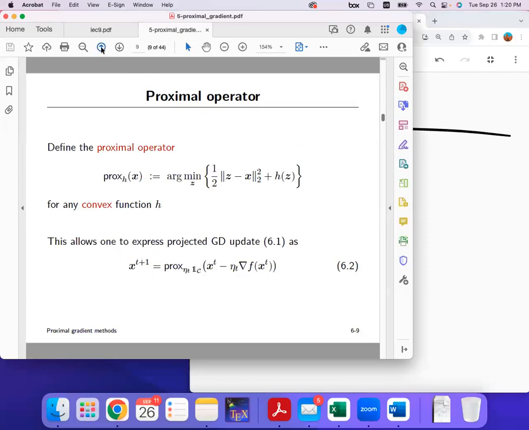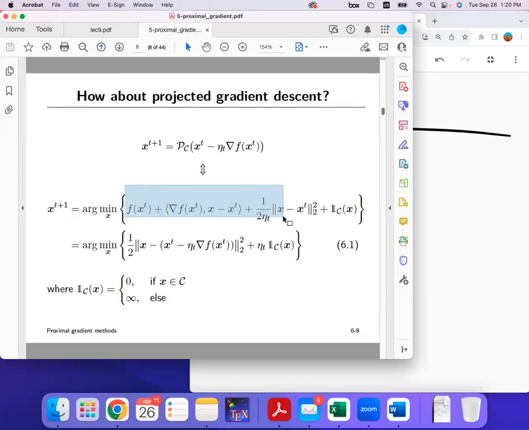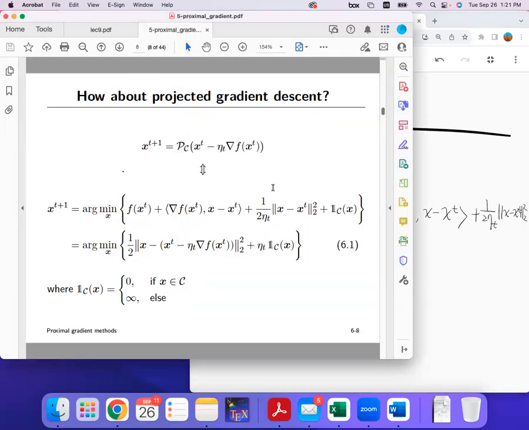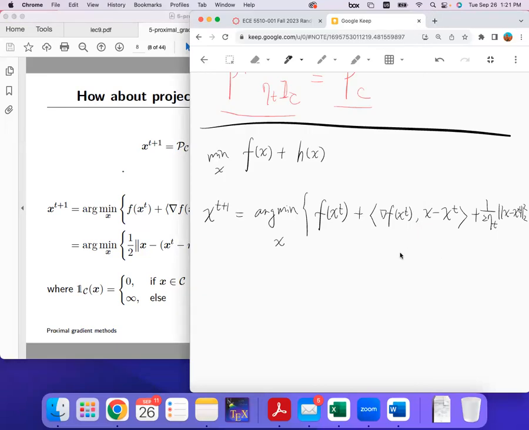Okay, so let's go back to this model. It's f(xt) plus gradient f(xt) times (x minus xt) plus 1/2 eta t times (x minus xt) squared. And okay, so this is the local approximation for the F part, right?